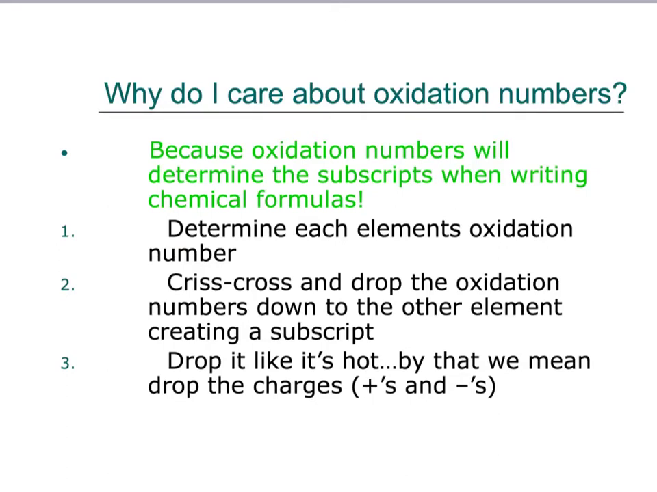So, why do you care about oxidation numbers? Because the oxidation numbers will determine the subscripts when you write your chemical formulas. So the first thing you've got to do is determine each element's oxidation number. You'll go element by element and look at its oxidation number. You're going to crisscross and drop the oxidation numbers down to the other element, and they will become that other element's subscript. And then you'll drop it like it's hot. By that, we mean drop the charges. So you're not going to write subscripts as having a plus or a minus. It's just going to be 2 or 3 or whatever the case is. And we'll do some examples so you know what I mean.